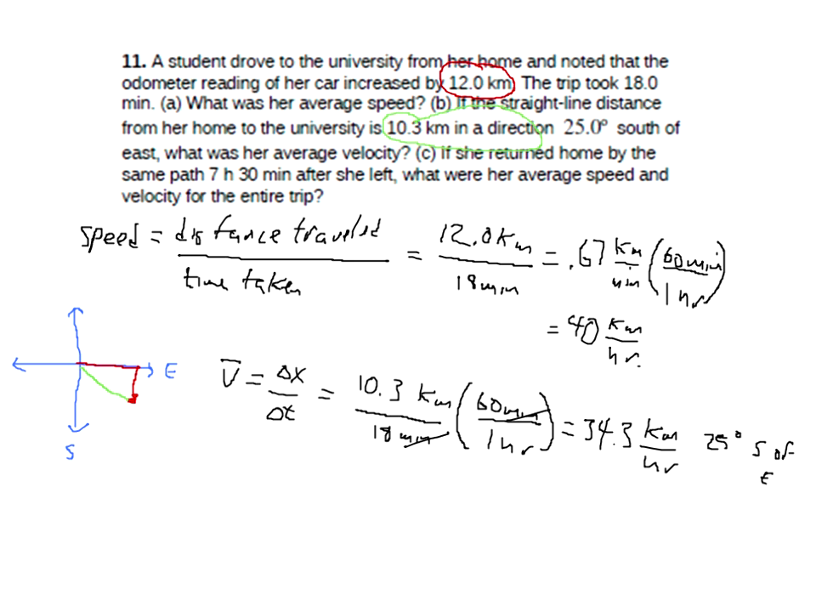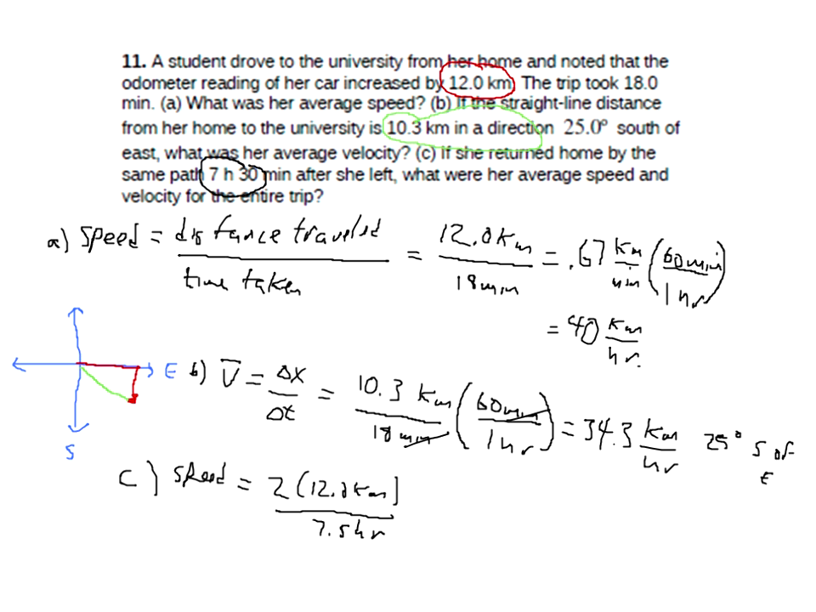See if she returned home by the same path 7 hours, 30 minutes after she left, what was her average speed and velocity for the entire trip. So this was A, this was B. So for part C, her average speed, this time she went 2 times 12 kilometers divided by 7.5 hours, because it says she returns home 7 hours, 30 minutes after she left.